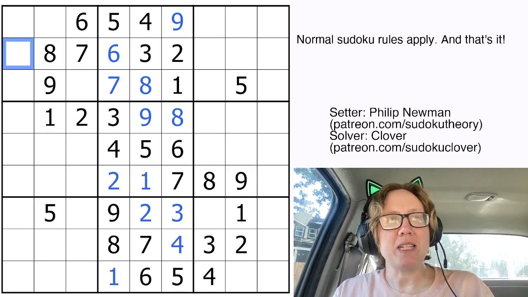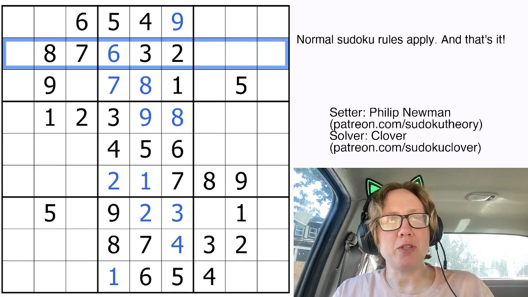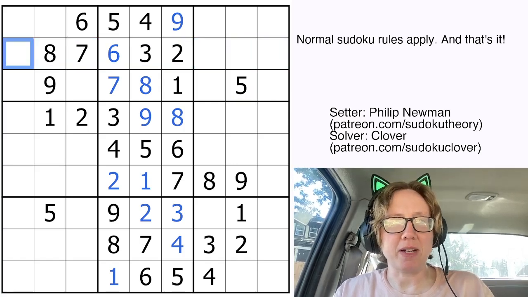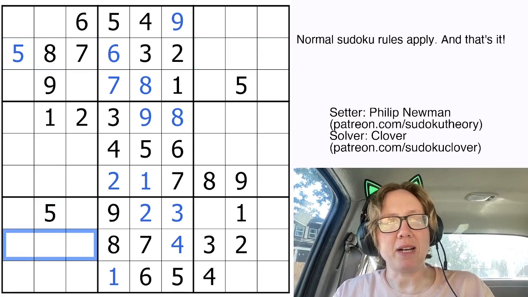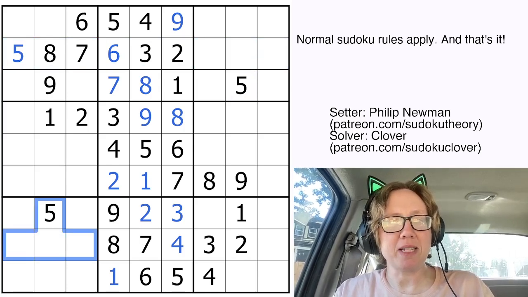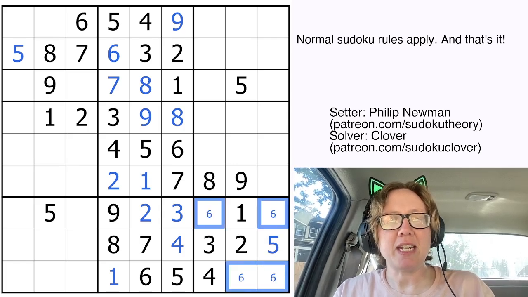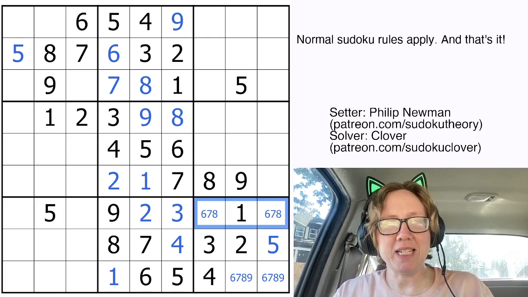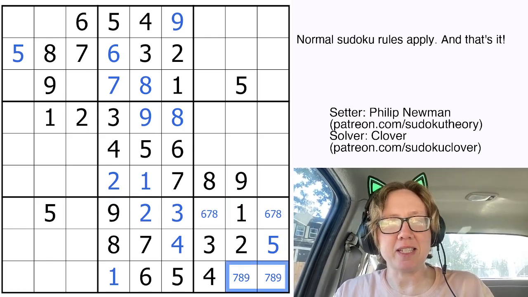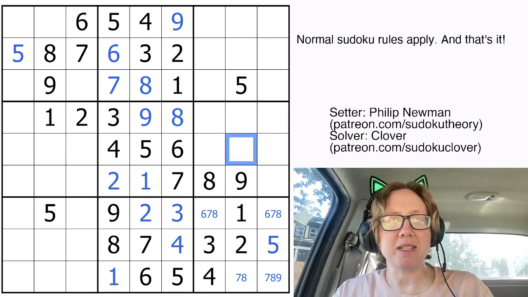So what next? We need to place a 5 in row 2, and it can't go in these cells because of this 5, so I'm going to place it here. We need a 5 in row 8. It can't go in these cells because of this 5, so I'm going to place it over here. I need a 6, 7, 8, and 9 to finish this region with my high digits. I'll eliminate 9 there, and 6 here, and 9 here because of this 9.